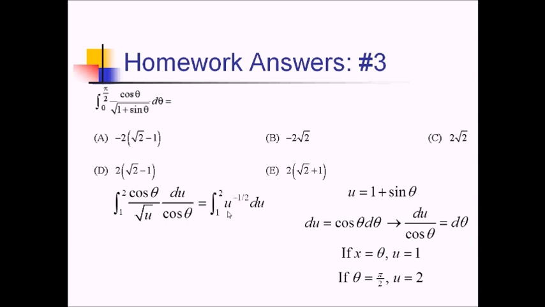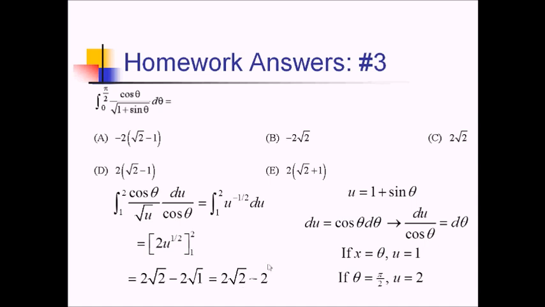Now let's use our reverse power rule on this. This gets bumped up to a 1/2 power. Dividing by that, we're actually multiplying by 2. So I've got 2 times u to the 1/2, all from 1 to 2. And this is really just square root, and these are u values now, so I can plug them in directly. So I've got 2 radical 2 minus 2 times radical 1, which is just 2 radical 2 minus 2.